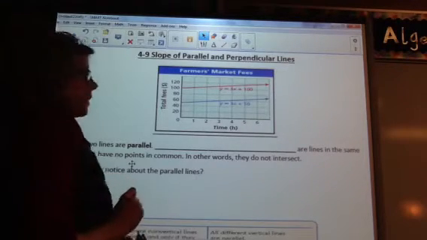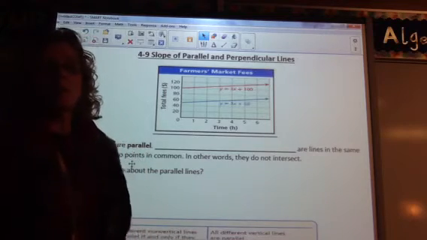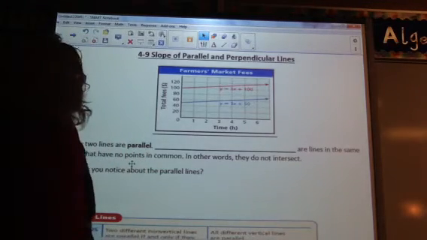Okay, students, this is the last section of Unit 4. This is Section 9, and we're going to talk about slope of parallel and perpendicular lines today.